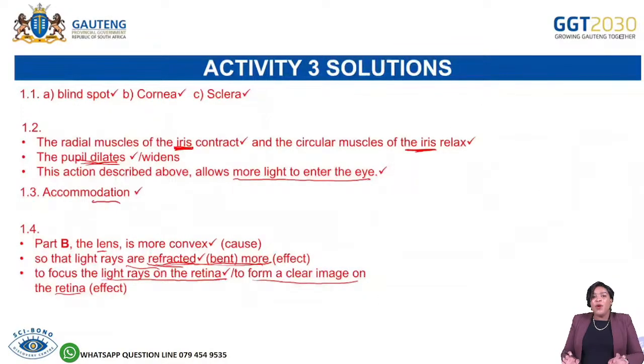Right, then we come to question number 4. Question number 4, let us look at it together. It says, the graph alongside shows the results of an investigation done to determine the effect of light intensity on the size of the pupil.